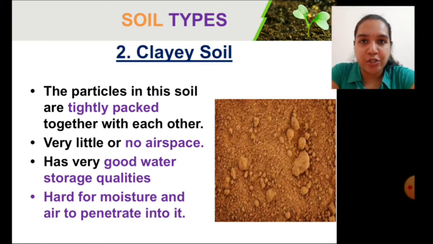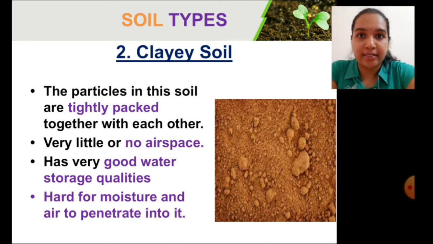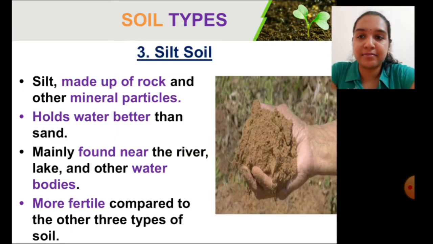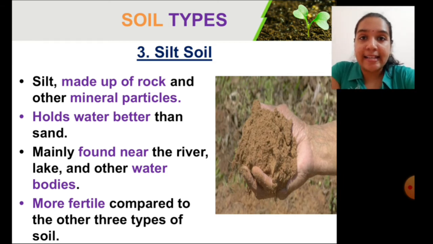Next is clay soil, where all the particles are tightly packed, which provides no air space. It has very good water retaining capacity. So this is about clay soil. The third type is silt soil, whose proportions are fine small rocks with mineral particles, usually found near water bodies like lakes and riverbanks. This soil type is more fertile and it holds water better compared to sand soil.